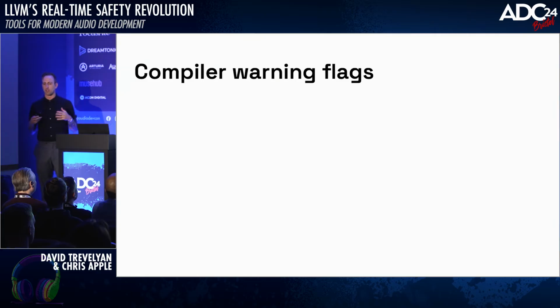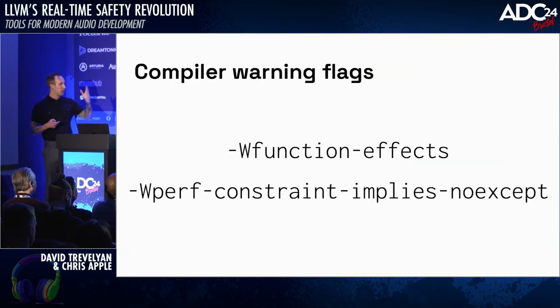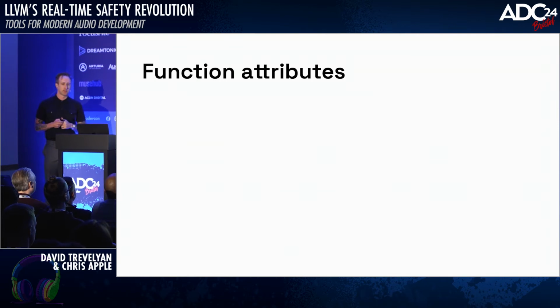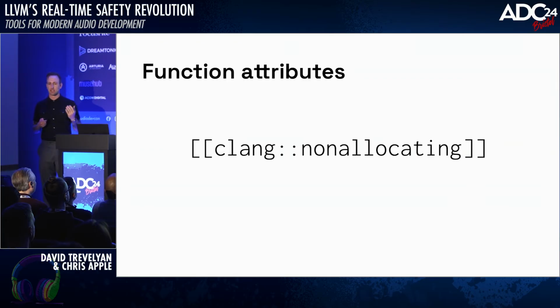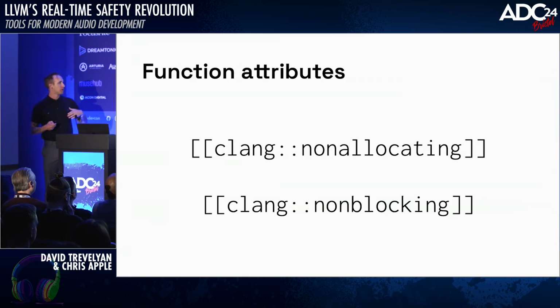At their core, the performance constraint attribute system is just compile time warnings. So how do you enable compile time warnings? Well, with compile time warning flags that are prefixed with this -W. So our new flags are function-effects and perf-constraint-implies-noexcept. When you compile with these flags, there are functions that get special treatment. Any function that is attributed as non-allocating is now disallowed from allocating any memory. Any function attributed as non-blocking is disallowed from calling anything that might block the forward progress of the method.